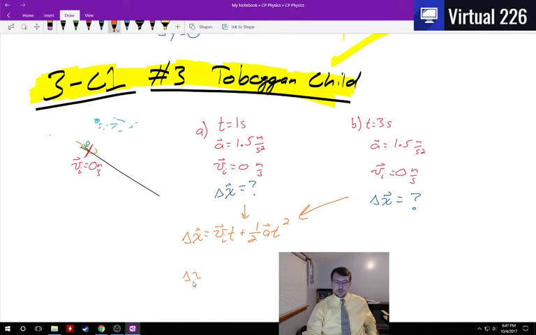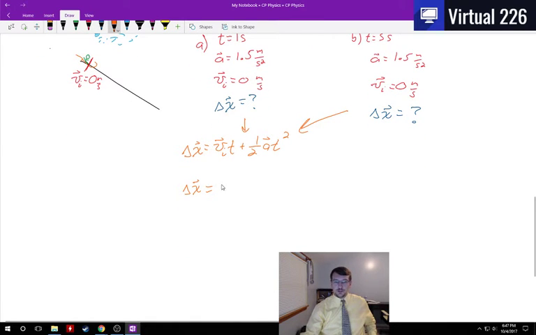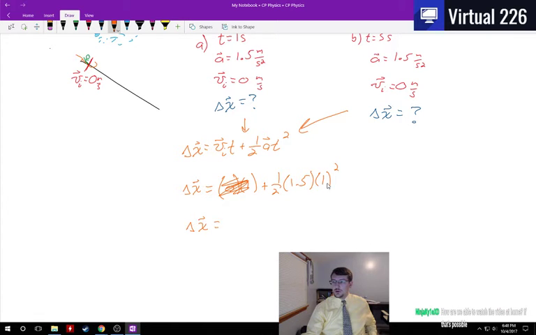We can just say here that delta x equals our initial velocity, and I like putting all these in parentheses just so I know to keep them all apart. The initial velocity is 0 times a time. Well, 0 times 1, I didn't even need to write that, did I? I could have just said 1/2 of 1.5 times 1 squared. Well, 1 squared is just 1, and then 1/2 of 1.5 is just 0.75.